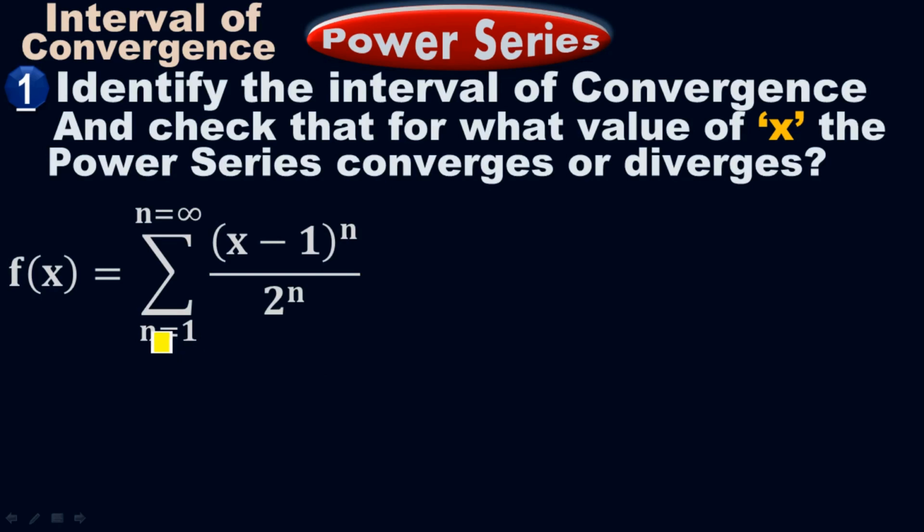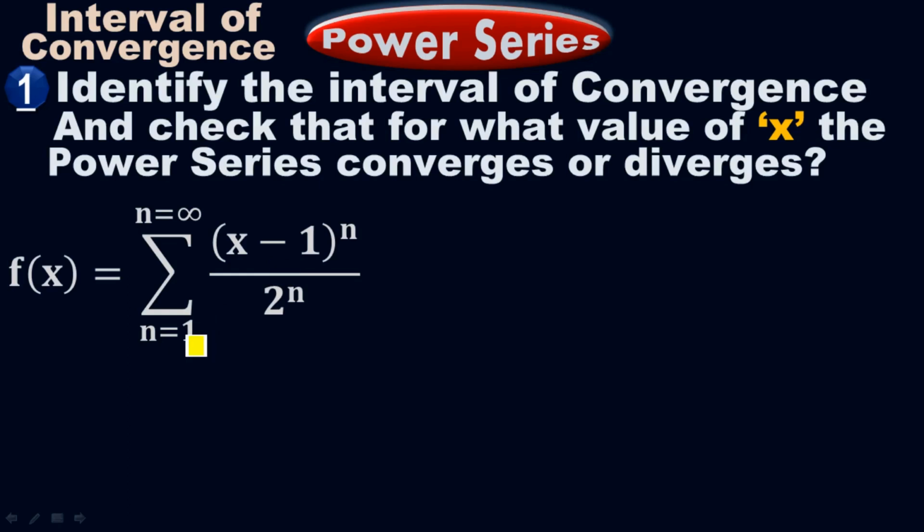The series starts from n equals 0 up to infinity. If you plug in n equals 0 here, (x minus 1) to the 0 is 1, and 2 to the 0 is 1. 1 over 1 is 1, so you get a constant. So it is better to start with 1, not with 0. The series actually starts from n equals 0, but based on this, I want to start it from 1.